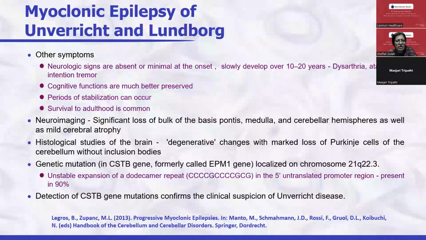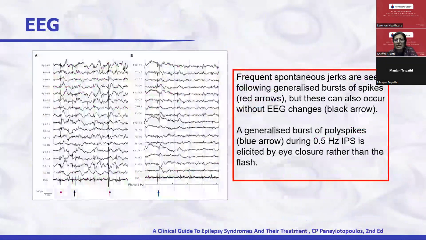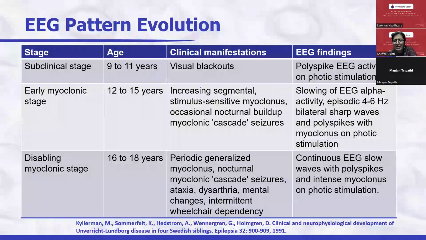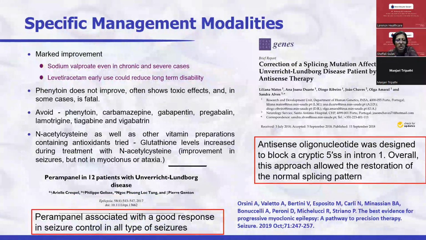Neurological signs may be minimal, cognitive functions may be well preserved in these situations, but EEG can show frequent spontaneous jerks following generalized bursts of spikes, and they can also occur without EEG changes, and a generalized burst of polyspikes during 0.5 hertz photic stimulation is elicited by eye closure rather than a flash. So basically, we can have some guide for these progressive myoclonic epilepsies, a characteristic finding from the SSEP also helping in that situation, and the NCL with the photic response. So you do have help in this situation also, for Unverricht-Lundborg disease also we can have.